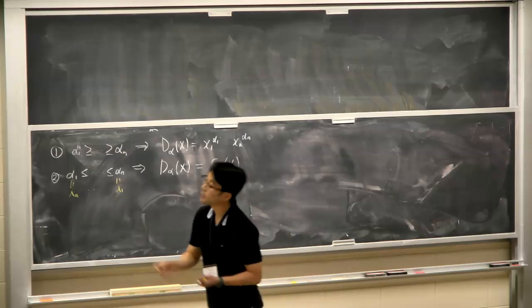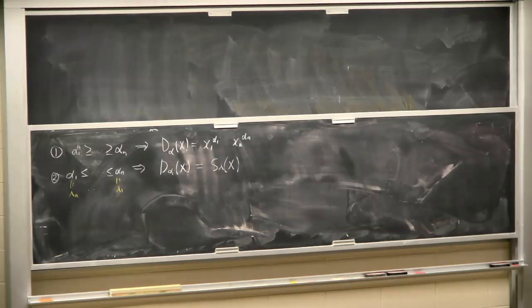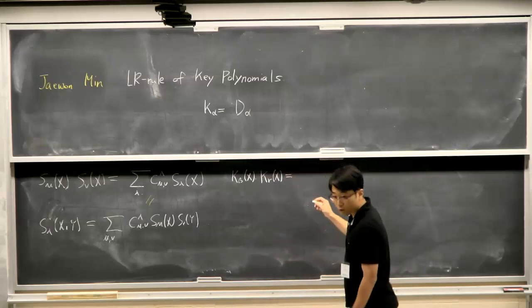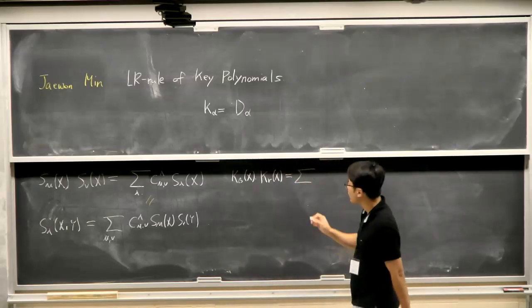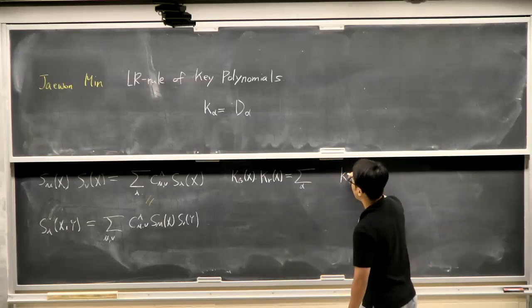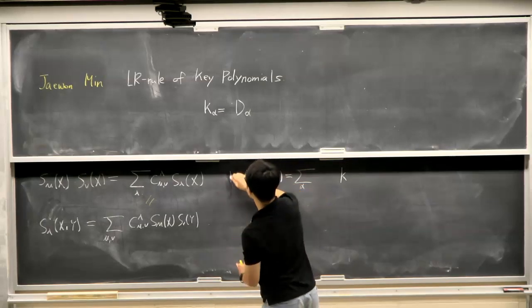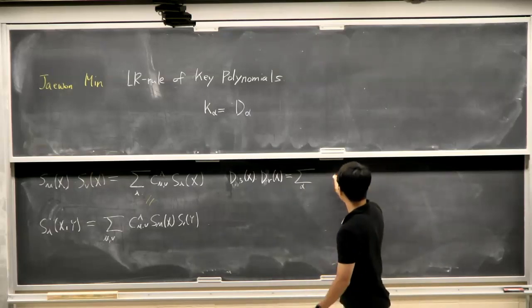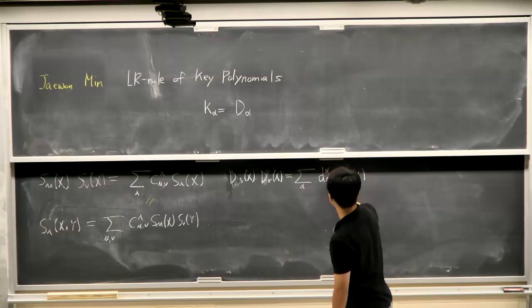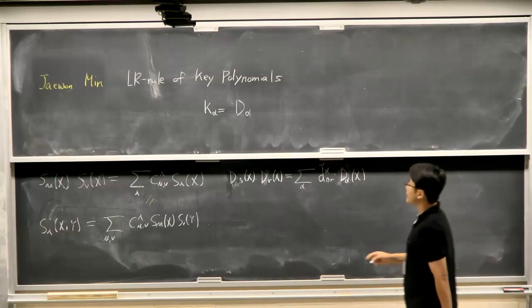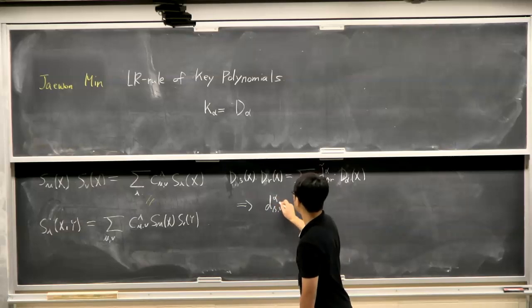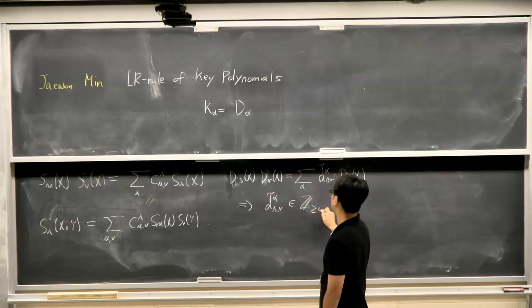Okay. So let me try to multiply two key polynomials together. Let's start with key polynomial beta, multiply with key polynomial gamma. And key polynomials are a linear basis of the polynomial ring. So I can expand it into key polynomials, B alpha. Let me denote the coefficient as B alpha beta gamma tilde. Unfortunately, this coefficient is not necessarily non-negative. This is not true.